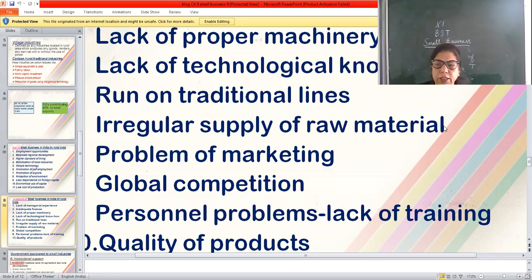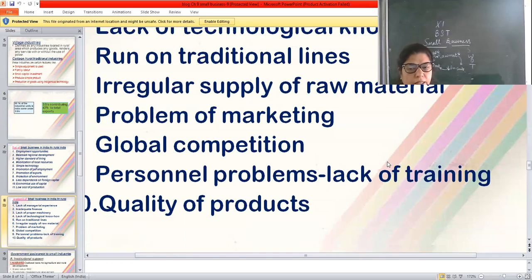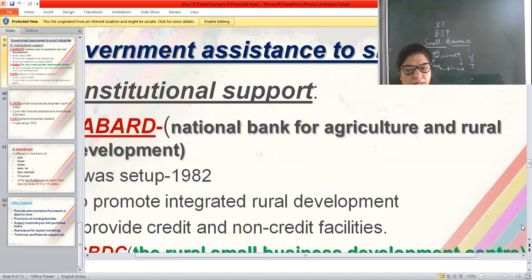Then quality of products. See, my dear children, as I told you yesterday also, you will buy those products which give an impression by the advertisement in your mind. Everyone wants to buy branded products because those are a status symbol. So small businesses are producing good quality products, but generally their quality is not as per the big industries or multinational companies' products. So they face this problem in quality, grading, specialization and standardization.